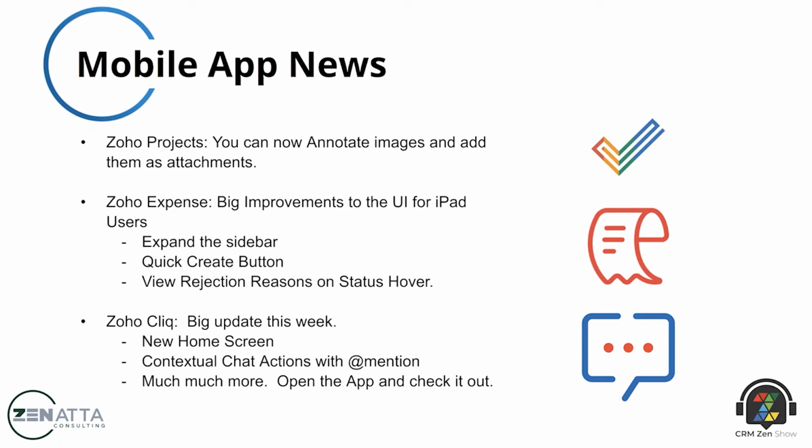Zoho Expense, just an entire long list. If you're an iPad user, go in and just read everything they did on that update. But they expanded the sidebar, a whole bunch of new functions, a new quick create button. And you can actually, this is interesting, view rejection reasons on status hover. I don't know how you hover on an iPad. I'm thinking though, this has to do with the new iPad Pros and the keyboard and the mouse pad. You actually can start to do hovers now, and there is a lot of new functionality that's been added if you're using a mouse or a touchpad with your iPad. So I'm kind of thinking that's what that is as well.